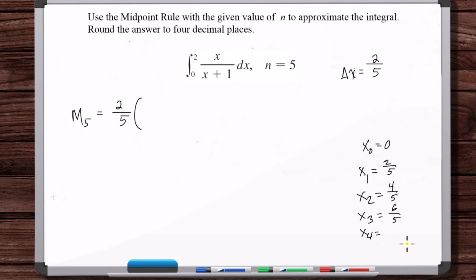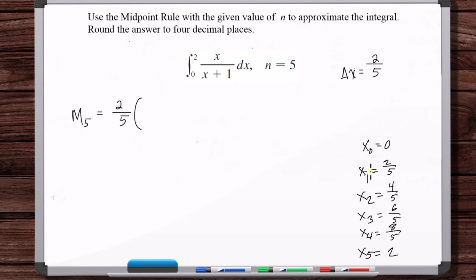x sub 4 would be a plus 4 times delta x, 8/5. And then x sub 5 is going to be b, which is 2. So a plus 5 times 2/5 is 2. Okay? But these are the right endpoints. That's why the math is easier. If you're going to do a Riemann sum as n goes to infinity, they say, well, just use the right endpoints, because you could just plug these directly into the function.